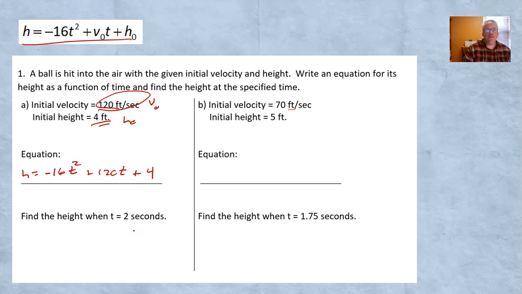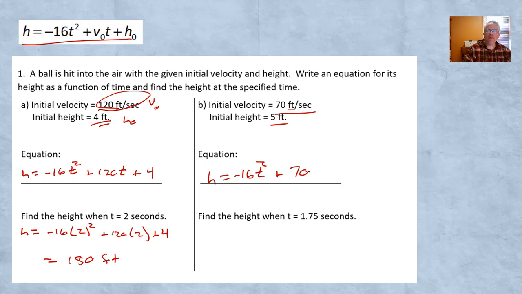Now, we can find the height whenever we want, but we're going to do it at 2 seconds. So let's put in 2 for t. So h equals negative 16 times 2 squared plus 120 times 2 plus 4. Alright, if you do all of that, you should get 180 feet. That's how high up it is. Okay, on this one, initial velocity 70, initial height 5. Here we go. h equals negative 16t squared plus 70t plus 5.